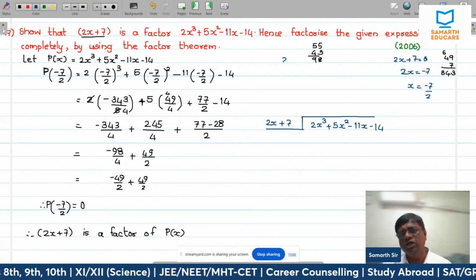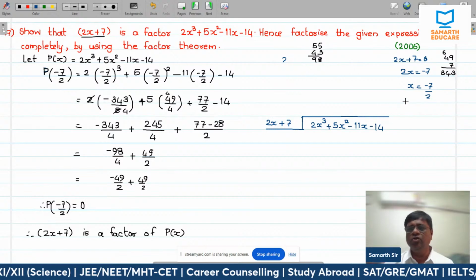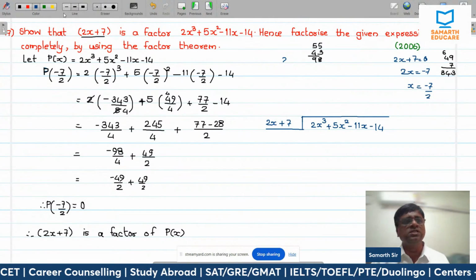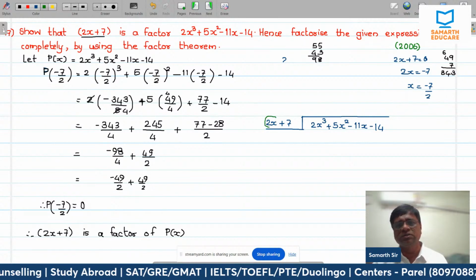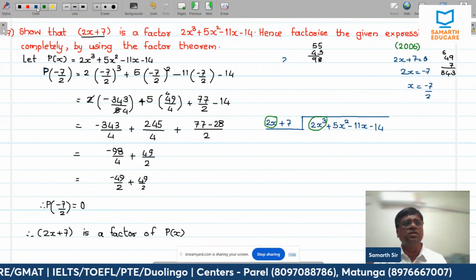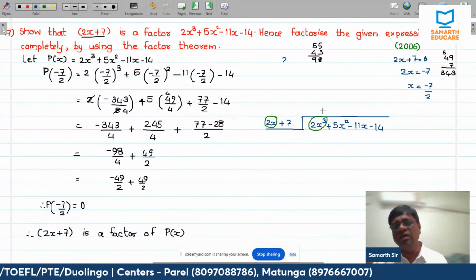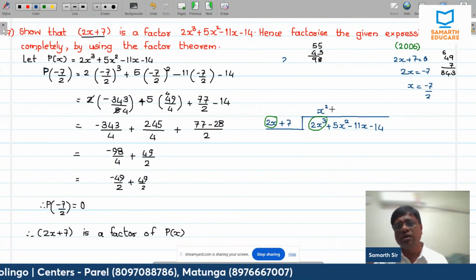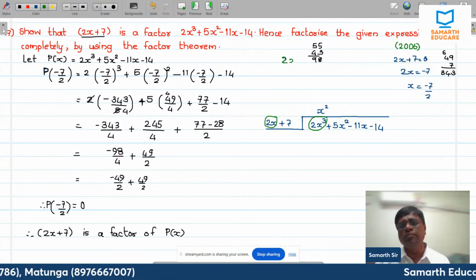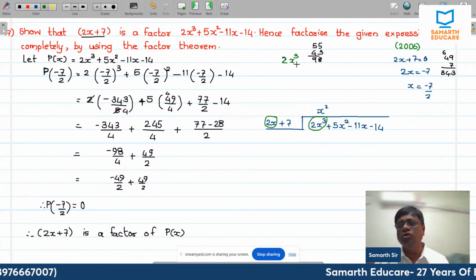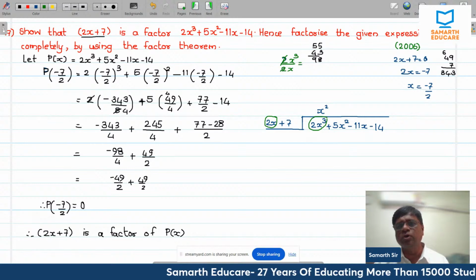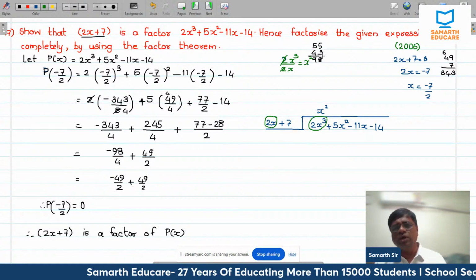So if I know 2x plus 7 is a factor, one factor is definitely there, so let's divide and check. I have 2x. I want to convert it into 2x cube. What should I multiply with? I should multiply this by x square. If you don't understand what to do, I want 2x cube and I have 2x. The 2 will cancel. x cube upon x is x square.